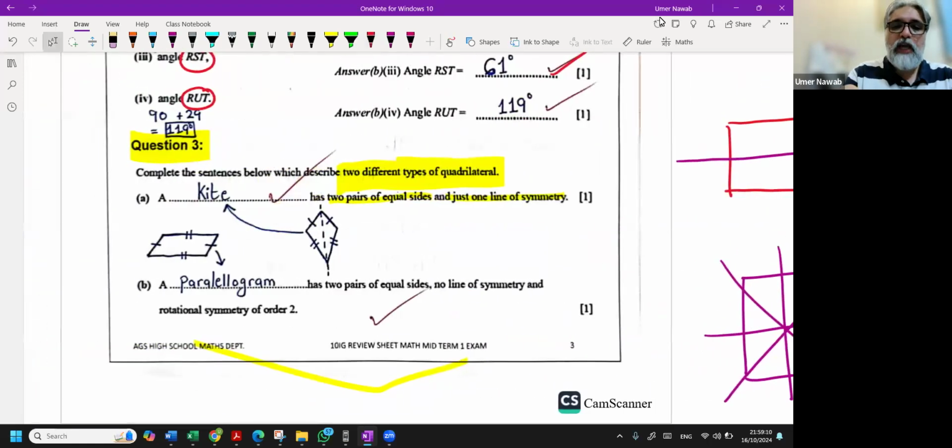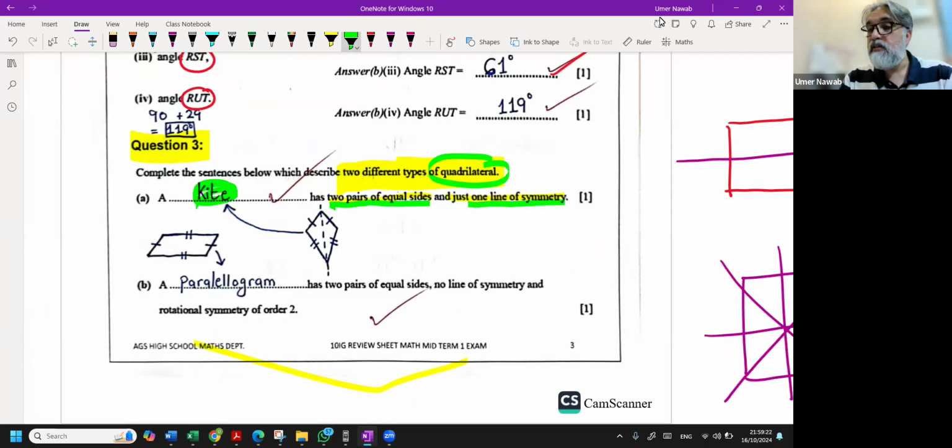So which shape is he talking about? A kite is a shape which has 2 pairs of equal sides and only 1 line of symmetry. So in the family of quadrilaterals, kite is the only shape which has only 1 line of symmetry, and you can see the figure is already drawn.